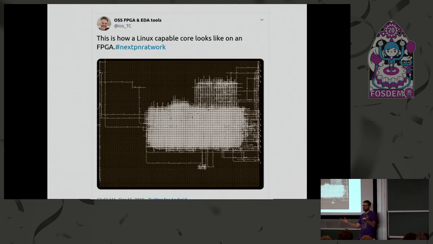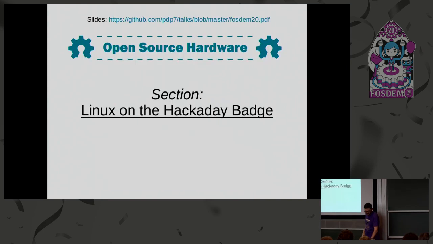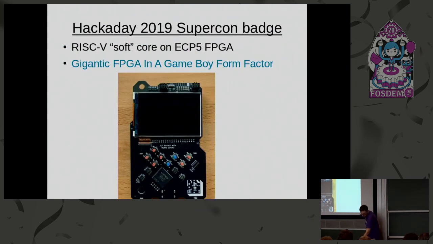One of the things I thought was interesting was someone posted on Twitter asking what it looks like when we configure our FPGA to be a Linux-capable core. So we can see here the macro view of the place and route utility called nextpnr. This is what it looks like when we've configured all the gates to implement a RISC-V processor that's capable of running Linux.